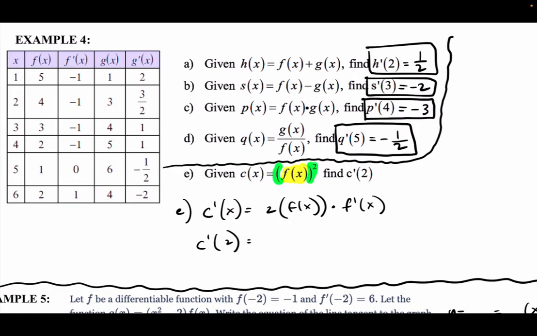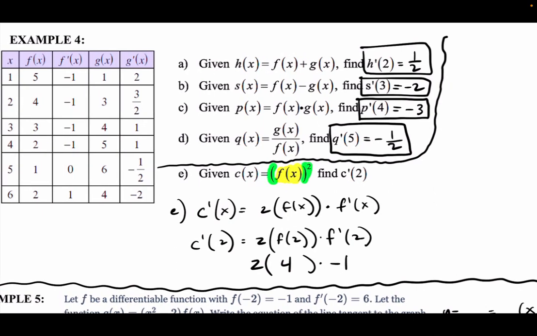So f prime of 2 means everywhere there's an x, put a 2. So f of 2 is 4. F prime of 2 is negative 1. Multiply straight across, you get negative 8.